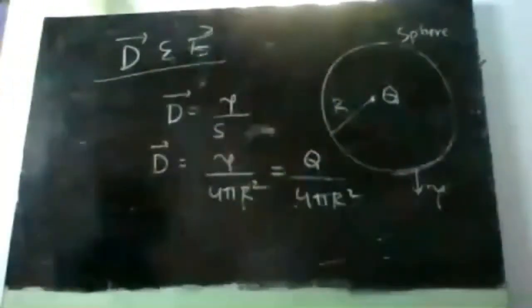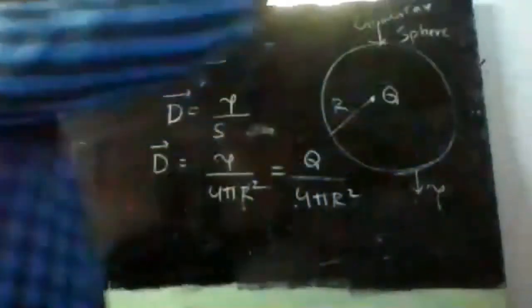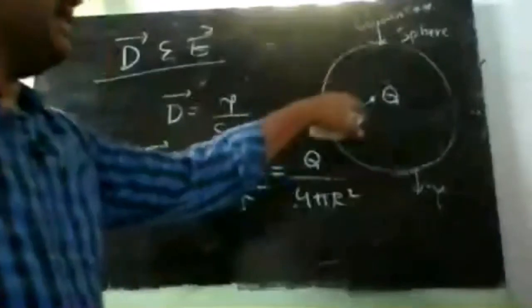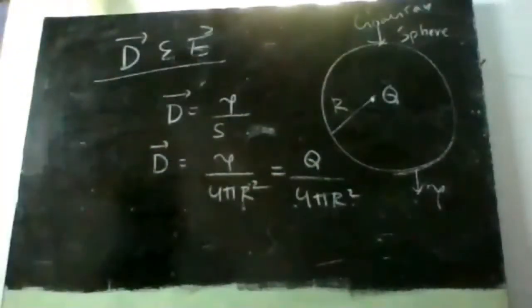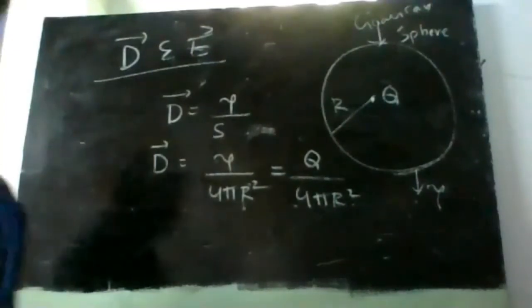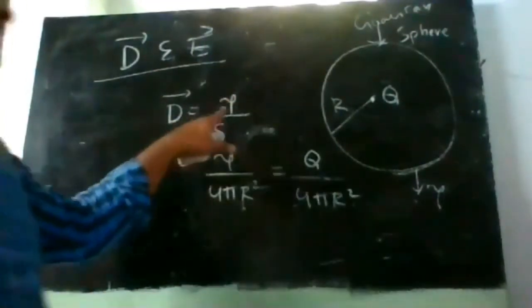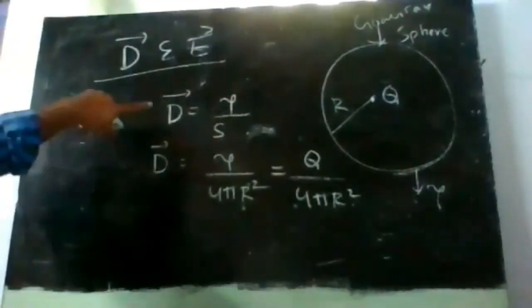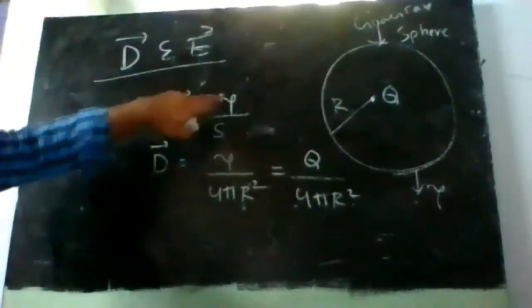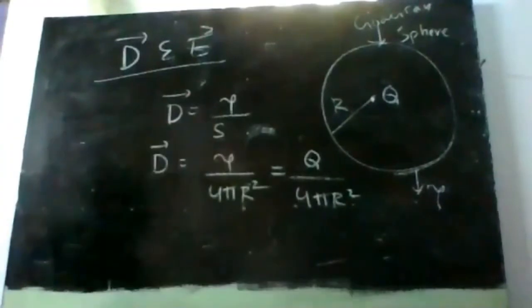Around this point charge I am considering a Gaussian surface which is a spherical surface, a sphere. This is my Gaussian surface, and it has a radius of r. Now, if psi is the total flux, then the flux density can be written as psi by s, that is, total flux by total surface area.